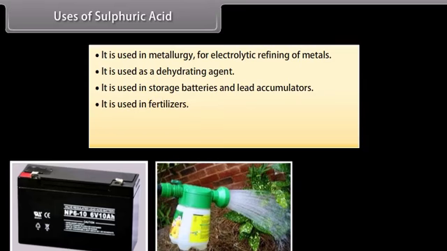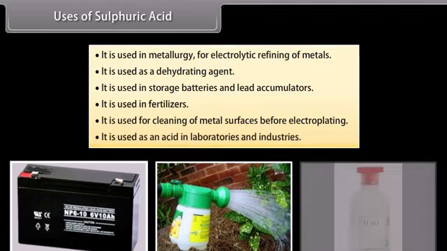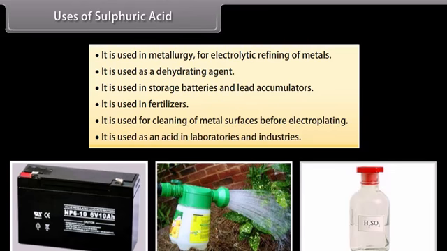It is used in fertilizers for the preparation of ammonium phosphate, ammonium sulfate, and superphosphate of lime. It is used for cleaning of metal surfaces before electroplating. It is used as an acid in laboratories and industries.